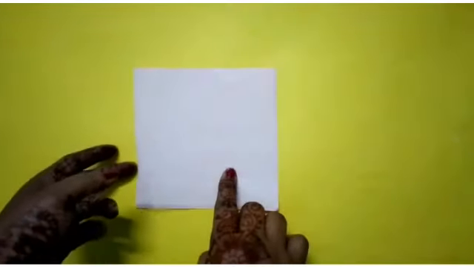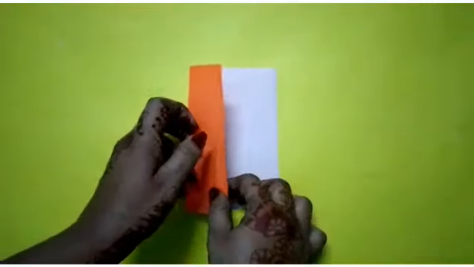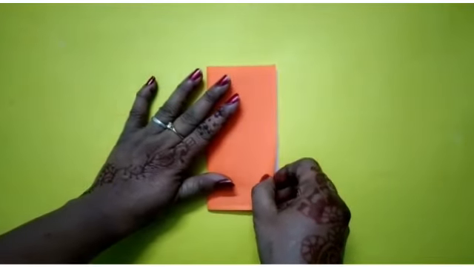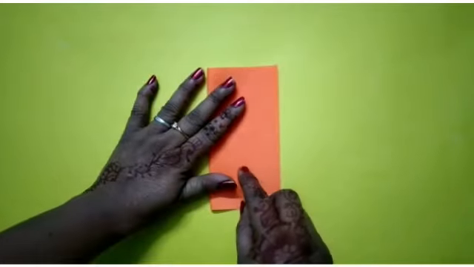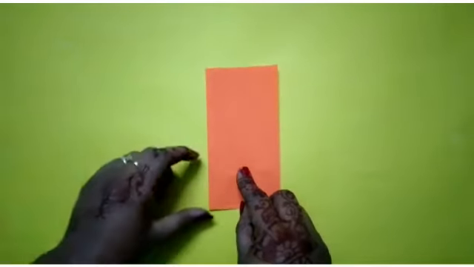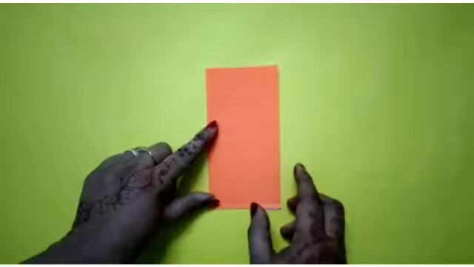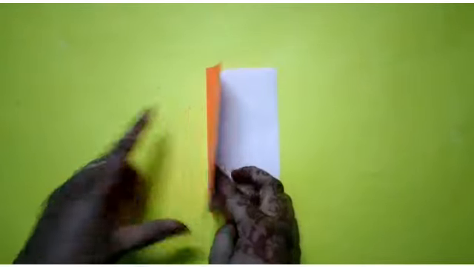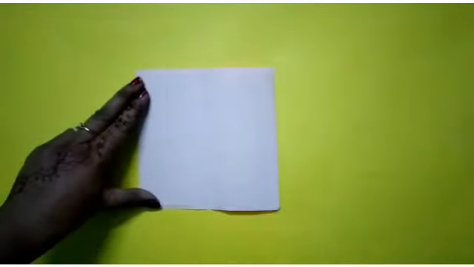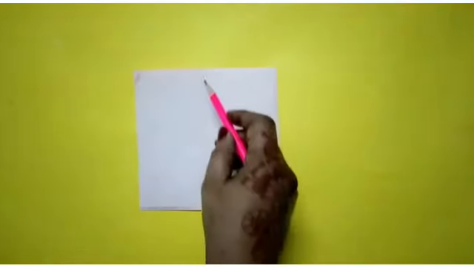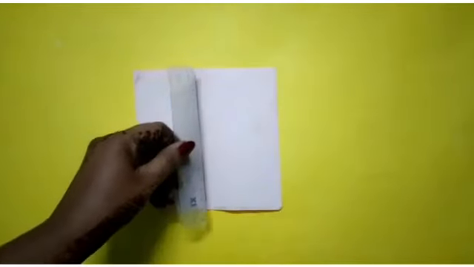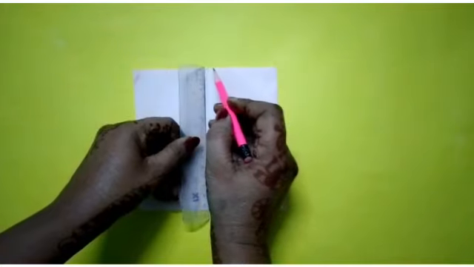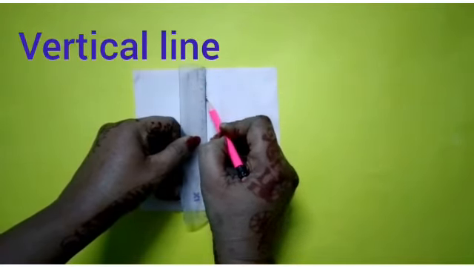Now we will take another square paper and fold it along the middle. Then press it properly and unfold the paper. The crease you see on the paper, it represents a vertical line.